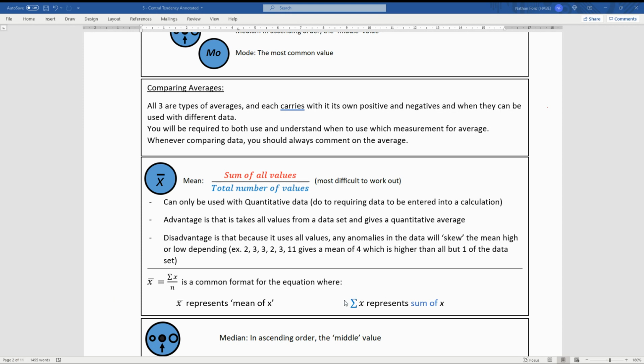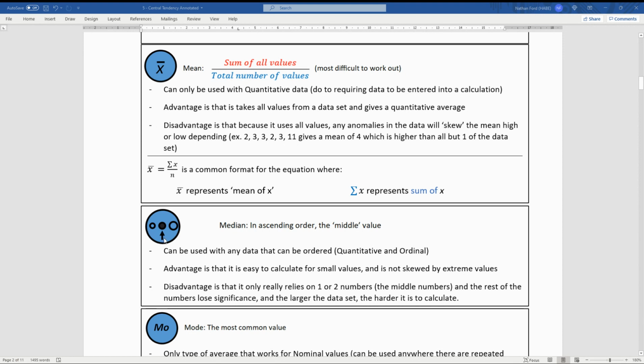Just underneath this, I've got some notation that you should have already seen. This here is sigma. This means sum of x, so the sum of all of the values of x. You've got your x bar, which represents the mean of x. Therefore you have a formula where the mean of x is equal to the sum of all the x's divided by the total number of results, n. Very useful for writing a formula in a lot shorter terms. So that is our mean. Very good because it uses all values, but bad because if you have any massive outliers, it's going to skew your results.